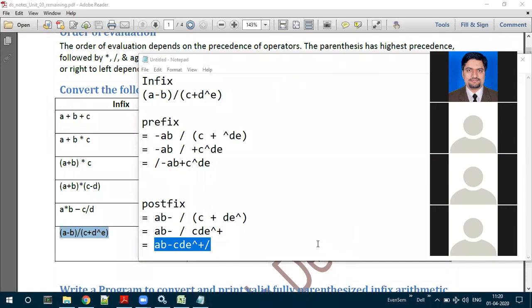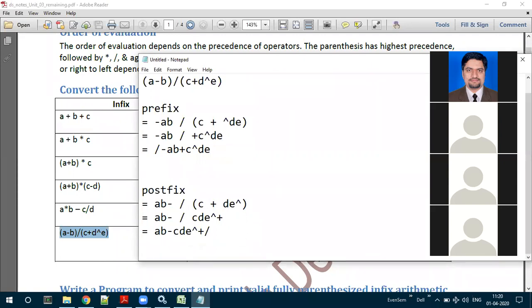Are there any doubts, students, at this moment? Sir, postfix first step, please. Can you explain this particular step? Yes. Okay.